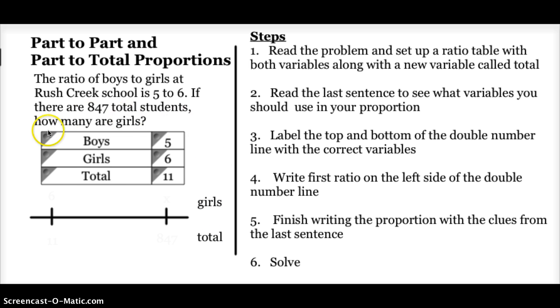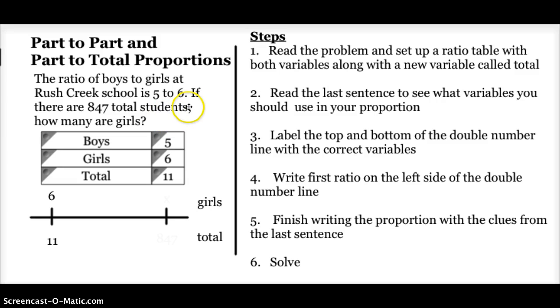And then I'm going to use my ratio table, which I have right here, to find my first ratio. And it says write the first ratio on the left side of the double number line. Well, my variables are girls and total, so I'm going to use the numbers 6 for the number of girls and 11 for the total number of students. And that's my first ratio, and I always want to put that on the left-hand side of my double number line. The next step is to finish writing the proportion with the clues from the last sentence.